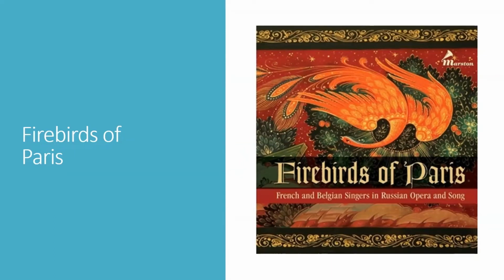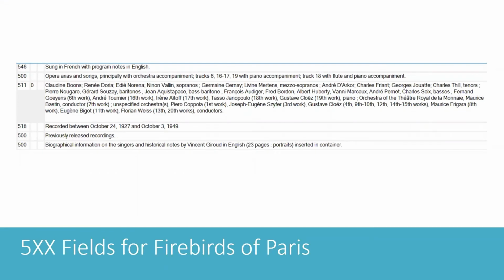Our next example is the Firebirds of Paris, and this is an opera CD that the CMC cataloged for Roosevelt University Library. So here are the 5XX fields for Firebirds of Paris. So from the 546 field language note, we see that the opera is sung in French with program notes in English. The first 500 general note gives us information about the music and accompaniment. So it just tells us about opera arias and songs, that there is orchestra accompaniment. Track 6 and then 16 through 17 and 19 have piano accompaniment, and track 18 has flute and piano accompaniment.